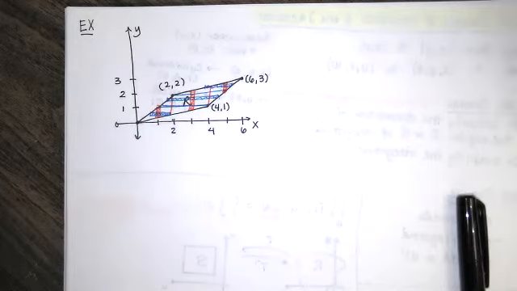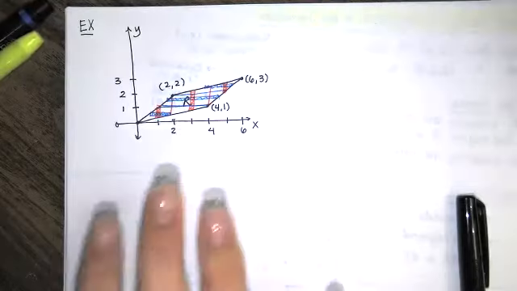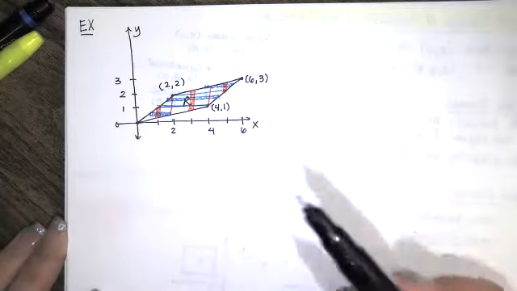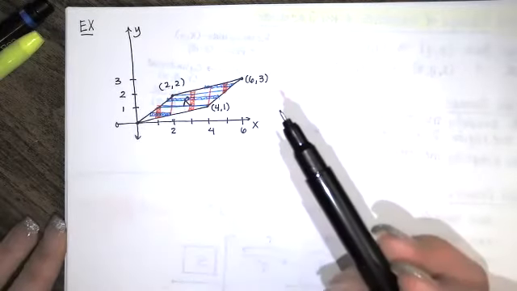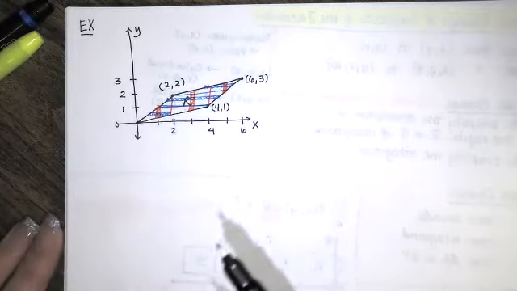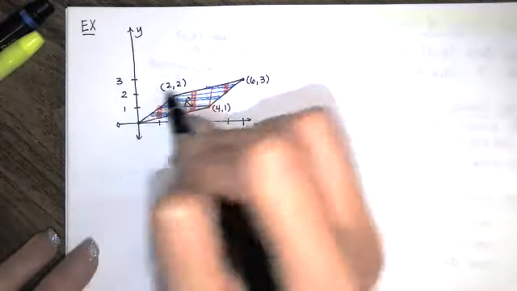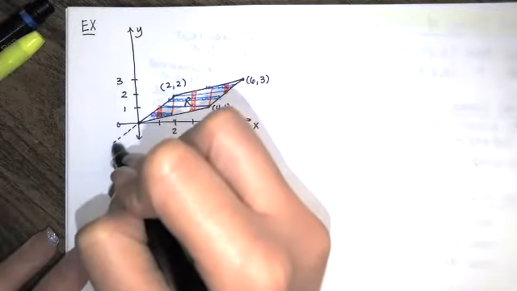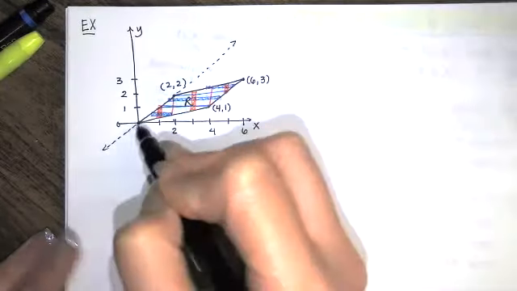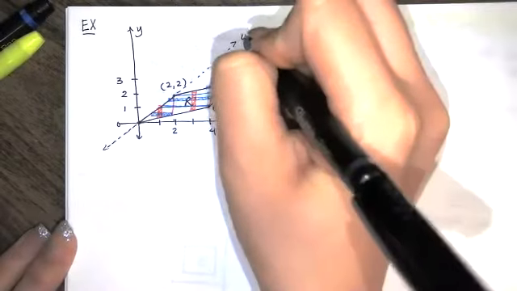But there might be a change of variables that makes this very simple. So to find that change of variables, let's find the equations of these lines and see if we can't see a pattern. Since it's a parallelogram, I'm hoping that I can change this into a rectangle in the UV plane. So let's find the equation of each of these line segments. Well, that's just a line that passes through the origin. It also passes through 2, 2. So I think that's just y equals x.